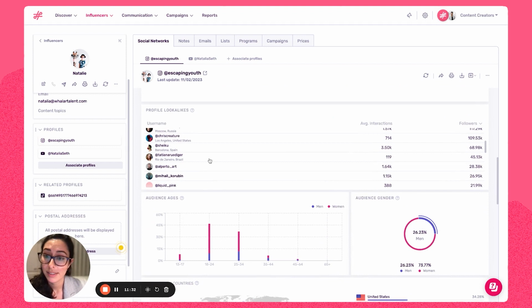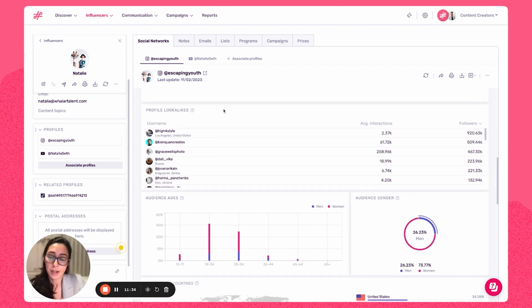Down here, we have profile lookalikes, which are other social media profiles that post similar content. So maybe their focus is also on cameras, photography, a little bit of art and design. If you're looking for profiles similar to Natalie's, then you can just click on their handle and that will open their profile in another window and you can take a look at the aesthetic and stuff like that. And over here on the right, you have two complementary metrics, which are the average interactions for this account and the number of followers that they have.